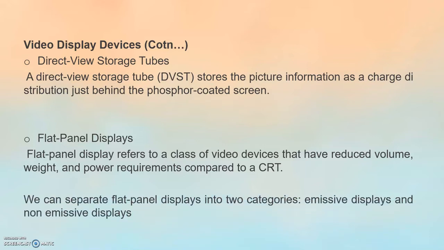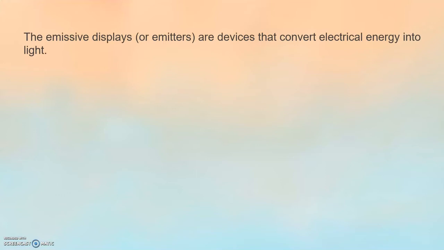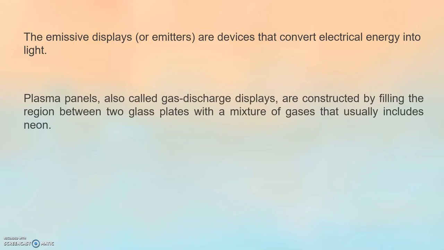Now we can separate flat panel displays into two categories: emissive displays and non-emissive displays. Okay, so let's see what is emissive displays. Emissive displays or emitters are devices that convert electrical energy into light. Here, plasma panels, thin film electroluminescent displays and light emitting diodes are examples of emissive displays. Let's first move on to what is plasma panel.